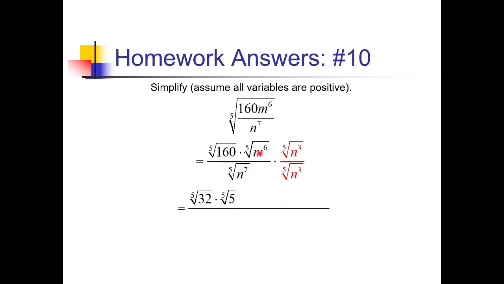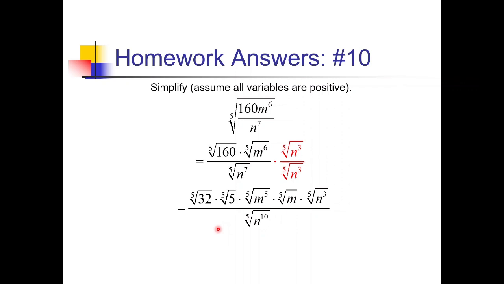Next up, we have the fifth root of m to the 6th. Since the exponent is higher than the index, that means that we can split this up. So I'm going to break this into the fifth root of m to the 5th, times the fifth root of m. And then since the 3 in here is lower than the index, we can't split this up at all. It's already as good as it's going to get, so we'll just leave that there. However, the denominator now, the whole point of multiplying by this was to get n to the 10th inside that fifth root.